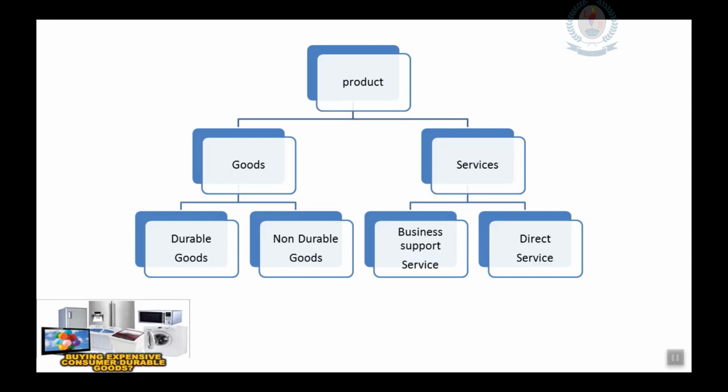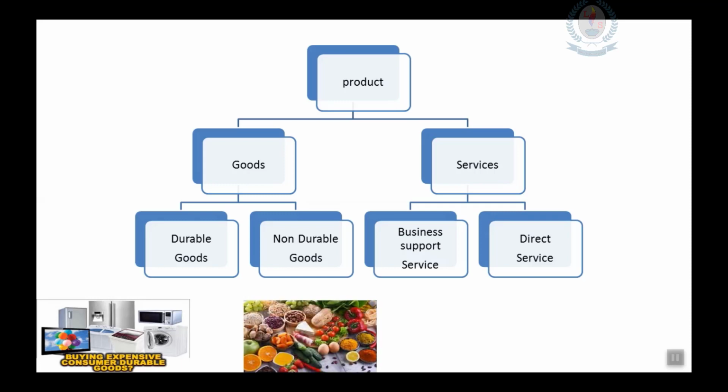Examples: TV, washing machine, fridge, cassette recorder and those things. They can be kept for a long period of time. Then non-durable goods. Goods that are immediately consumed in one use or have a lifetime of less than 3 years. Examples: food, medicines. Those things we use only for a short period of time. We are buying these things again and again.